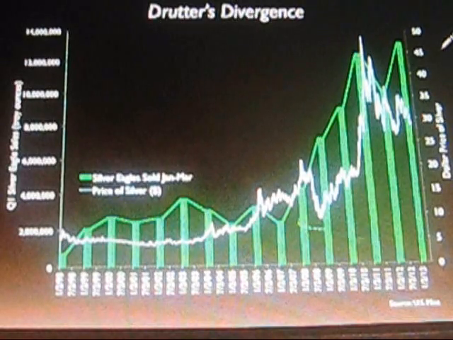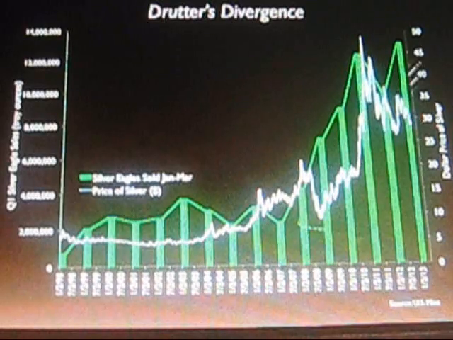This, of course, is the Drutter divergence, as it has been called occasionally, showing the divergence between silver's price and demand. Price is the white jagged line, and demand is the green bars behind it. This is a better done chart than my versions. It's more professionally done, using the actual silver chart overlaid on top of the demand chart, instead of just using yearly highs like I was using for my chart, but you see the same sort of thing. Of course, this is the divergence here.